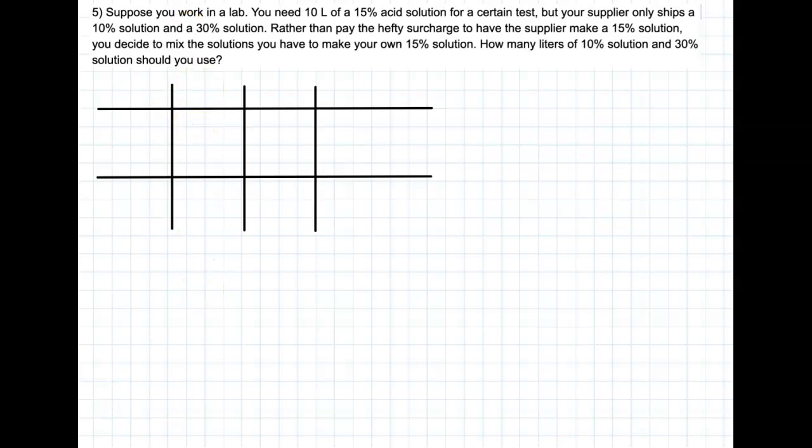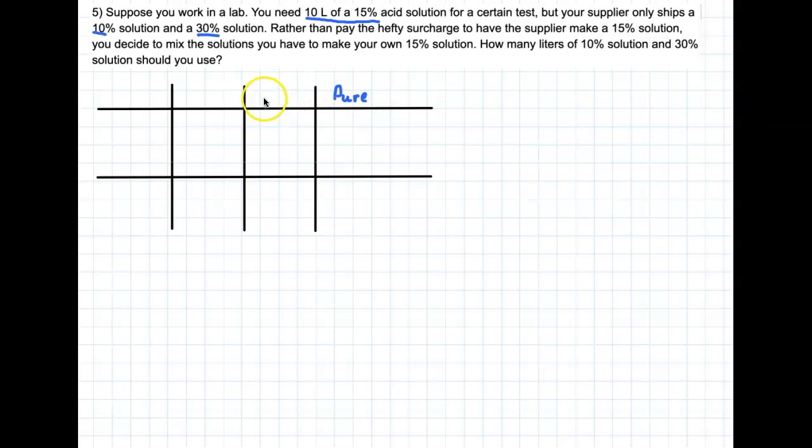All right, got a little mixture problem here. We're going to be mixing some 10% and some 30%, and then we want to end up with 10 liters at 15%. So we've got the percentage, the amount of that, and then the pure amount. I guess I can put pure here.